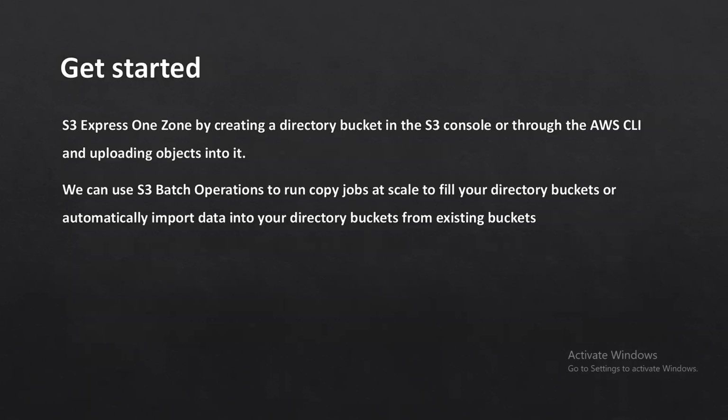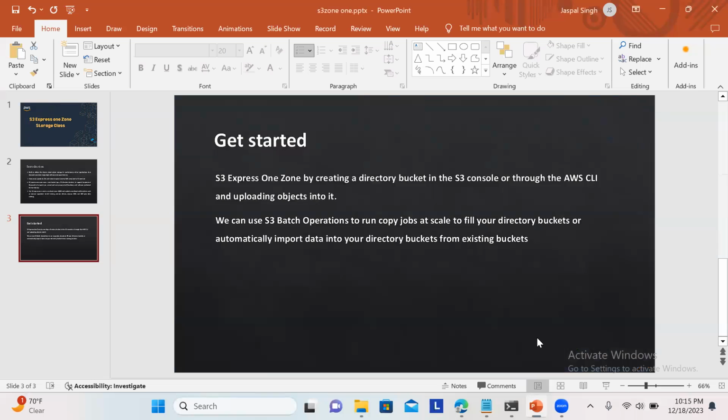Getting started with this, we will be creating a directory bucket. First, we move on to the S3 console, or if you have the CLI, we can utilize the CLI and upload objects in a similar way to how we do it in S3. We can also use batch operations to run copy jobs at any scale to fill up the directory buckets, or import data from existing buckets. We can move it. So I will just move on to the console.